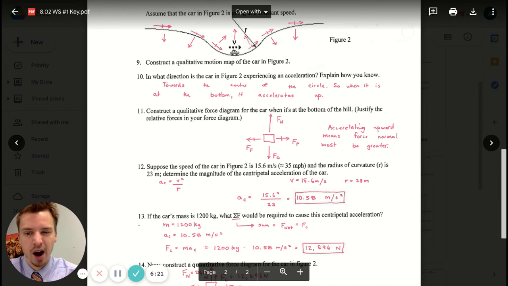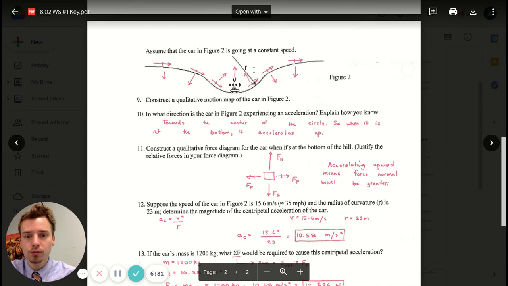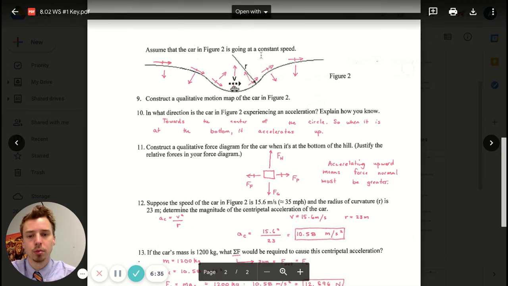Oh, excuse me. Question number 10. In what direction is the car experiencing acceleration? Towards the center of the circle. So it's at the very bottom of the circle. It's experiencing an acceleration up, hence it starting to go up.